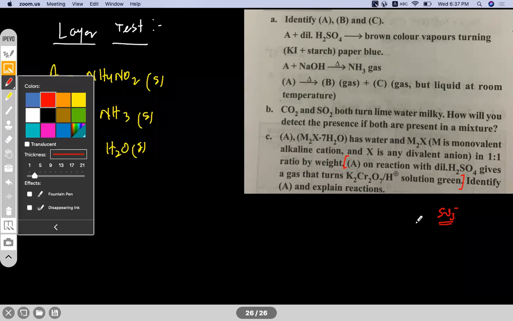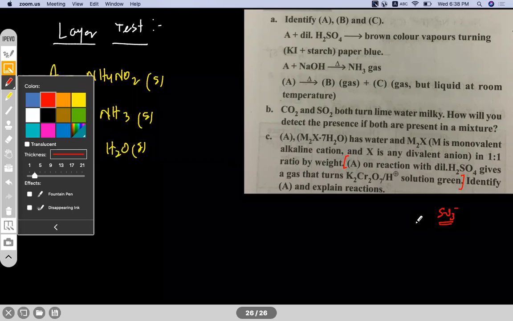And the first information that is given, you can think of either Na plus or Li plus there. So it is Na2SO3.7H2O, the compound we have. Clear? Understood? So they have given a 1:1 weight ratio also.